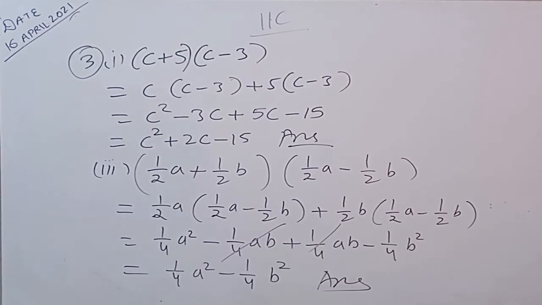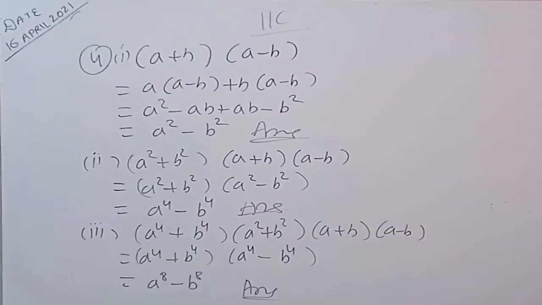Now I am taking question number 3, third part, 1 upon 2a plus 1 upon 2b, 1 upon 2a minus 1 upon 2b multiplied together. So 1 upon 2a multiplied to 1 upon 2a minus 1 upon 2b. Then 1 upon 2b to 1 upon 2a minus 1 upon 2b, second. Multiplying together we get 1 upon 4a square minus 1 upon 4ab plus 1 upon 4ab minus 1 upon 4b square. Minus 1 upon 4ab plus 1 upon 4ab will cancel each other, we will get 1 upon 4a square minus 1 upon 4b square. So in that manner you can do question number 3, first and third part.